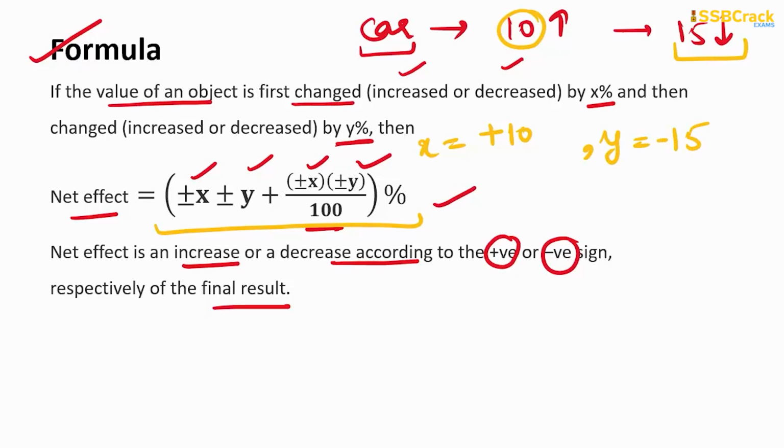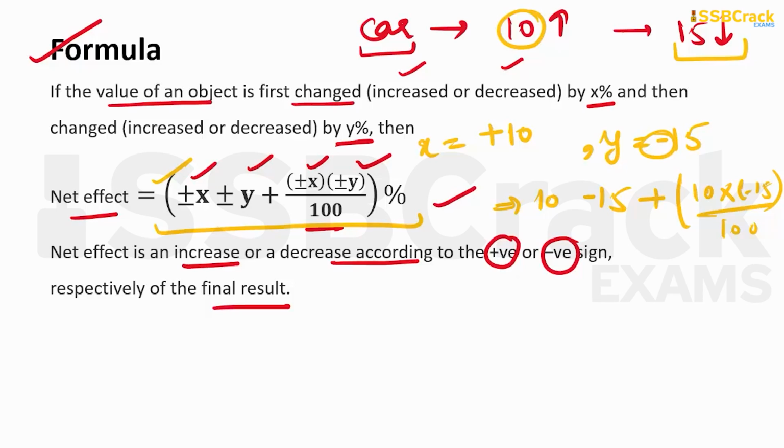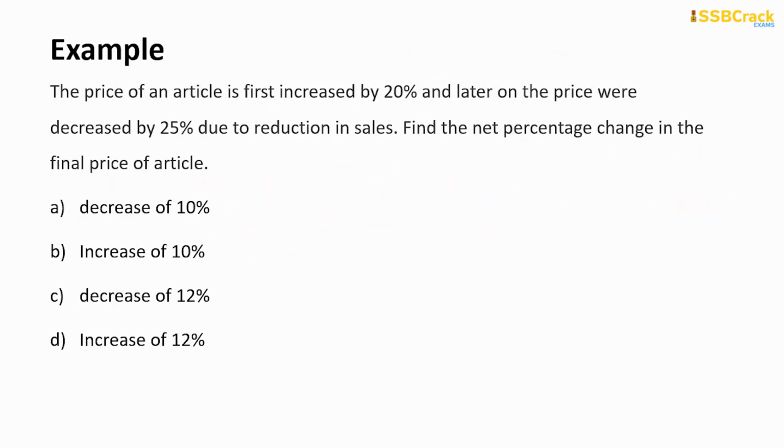Okay, now we can easily put the values here, so it will be 10 minus 15 plus 10 into minus 15 divided by 100%. Right? So we have to always take care of the signs in this formula, as otherwise we can end up with the wrong answer. Also, the net increase or decrease will depend upon the final sign of the answer. Okay. So now let's take an example based upon this.